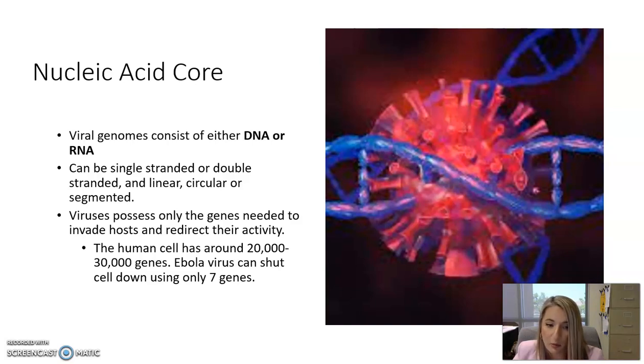Once a cell becomes infected with a virus, the only thing that cell knows how to do at that point is produce more viruses. So it doesn't matter that it was a liver cell or a respiratory cell. It doesn't have those functions anymore. Once it gets taken over by a virus, its number one priority is just to make more viruses.